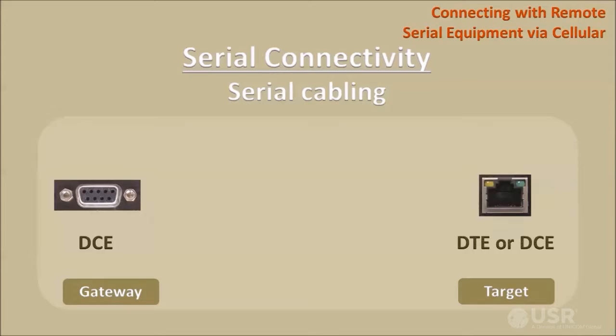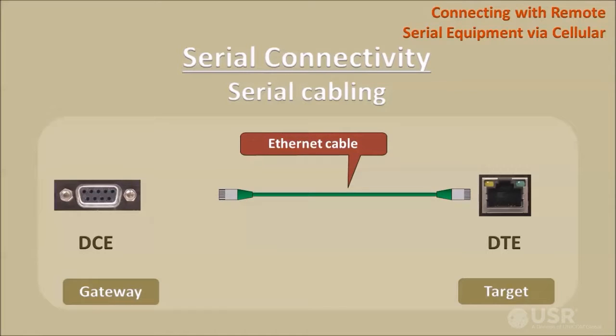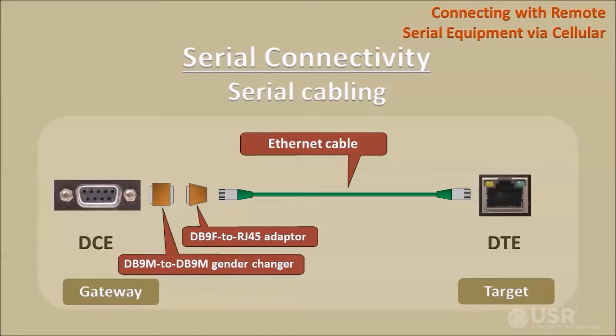The target equipment may be IT networking equipment, and IT networking equipment often has a console port that's presented on a RJ45 connector that may be wired as a DTE or as a DCE. When an RJ45 console port is wired as a DTE, the recommended cabling is a standard Ethernet cable and a widely available DB9 female to RJ45 adapter, and a DB9 male-to-male gender changer.